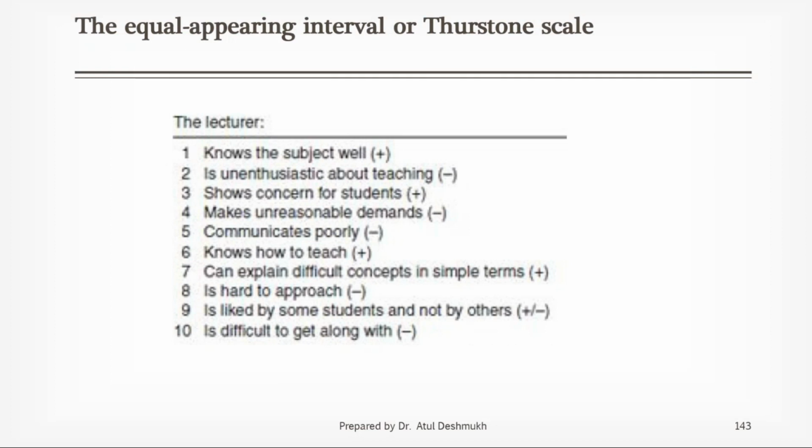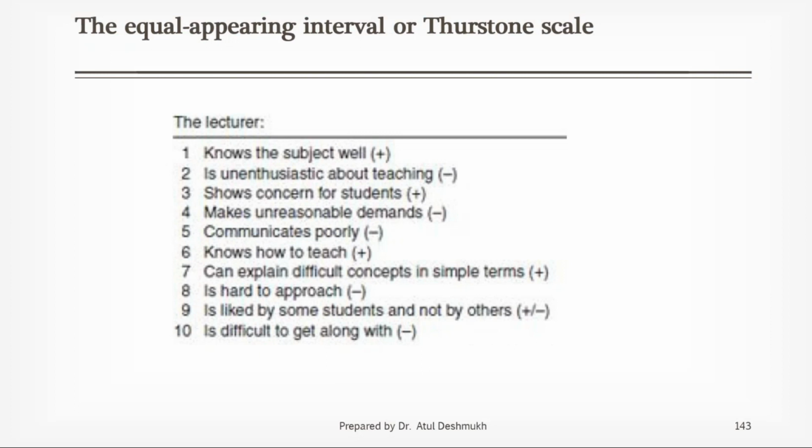Now in Thurstone scale, what are you doing? You have a weight for each statement. You have an attitudinal value for each statement. The weight or attitudinal value for each statement is different. So statement number 1 will have the highest weight or highest attitudinal value, and statement number 10 will have the lowest weight or lowest attitudinal value.